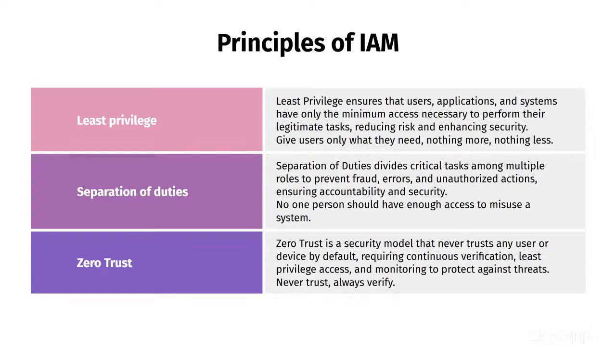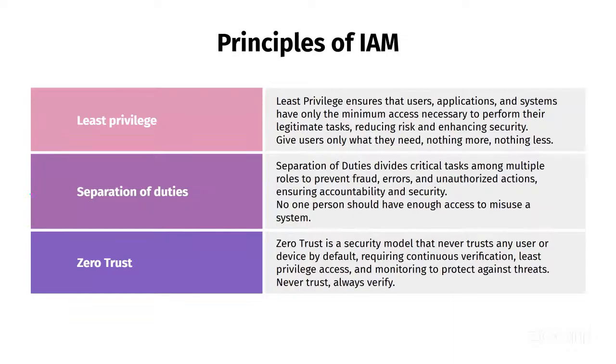And then moving to some of the principles of IAM, we have the least privilege, separation of duties, and zero trust. So least privilege ensures that a user, application, and system have only the minimum access necessary to perform their legitimate tasks, reducing risk and enhancing security. So you give the users only what they need, nothing more, nothing less.